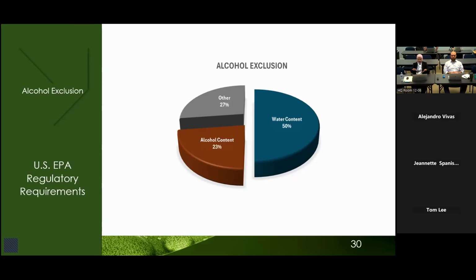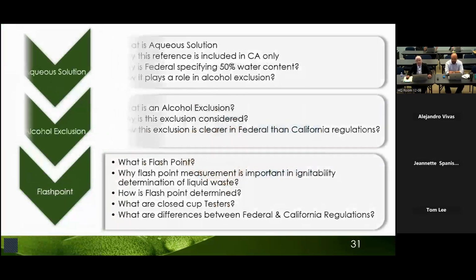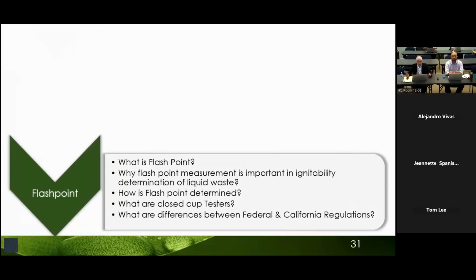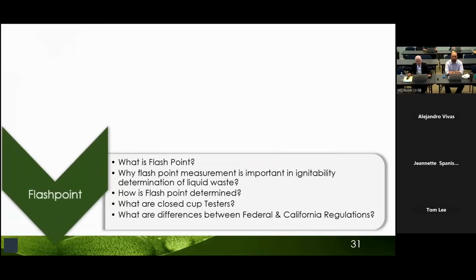In summary, by tightening up the definition of aqueous solution and updating the alcohol exclusion rule, the US EPA ensured that only the appropriate waste streams can benefit. After understanding these two key concepts, now we are ready to dive into the next concept, which is about the flash point. Here is a list of questions that we will be looking at about this concept.